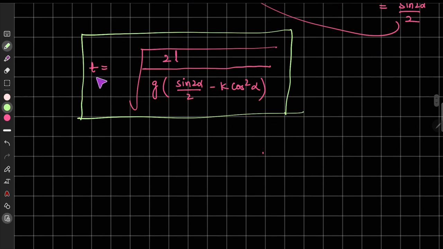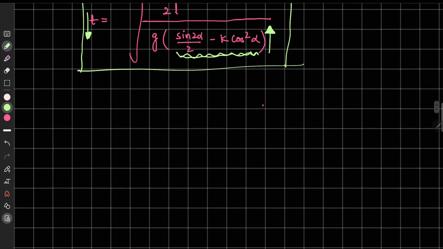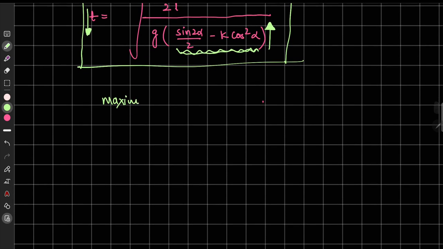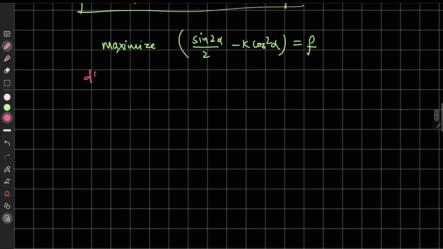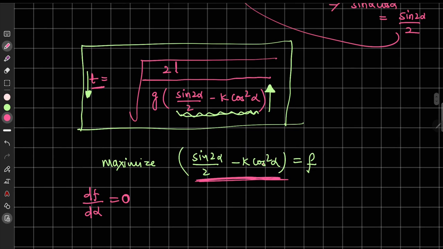For that, if we have to minimize this particular time, whatever function of alpha we have written, that we have to maximize so that the denominator will be maximum, so the overall quantity will be the minimum. So let us maximize sin 2 alpha by 2 minus k times cos square alpha. Let us denote it as f. So we can write df upon d alpha is equal to 0 in order to maximize this particular function. And if we maximize this function, that means we are minimizing the time.